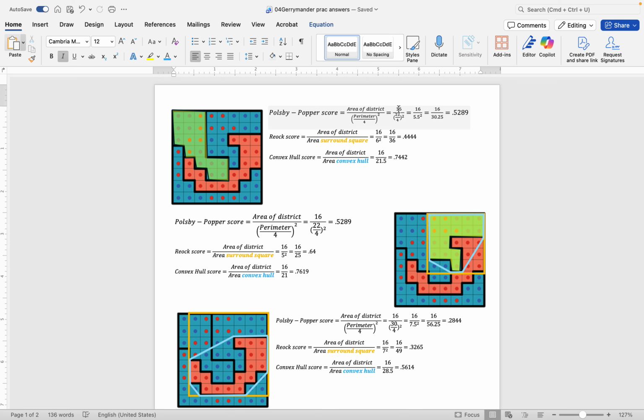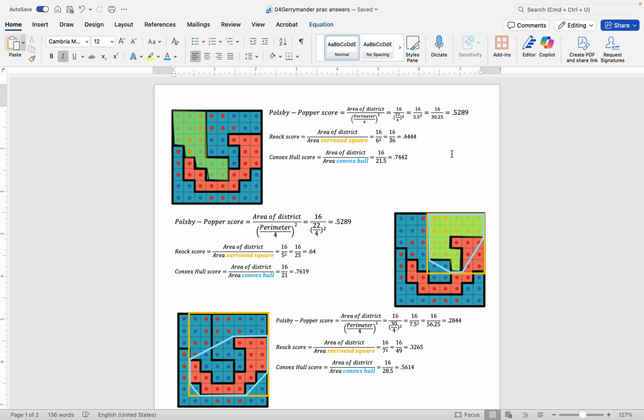The area of the district was 16, the perimeter was 22, and then we start doing our mathematics here. So 22 divided by 4 is first in the order of operations. We will get 5.5 there. And then we need to square that next, or multiply it times itself, to make 30.25. And then when we divide 16 by 30.25, we get our final Polsby-Popper score of 0.5289.